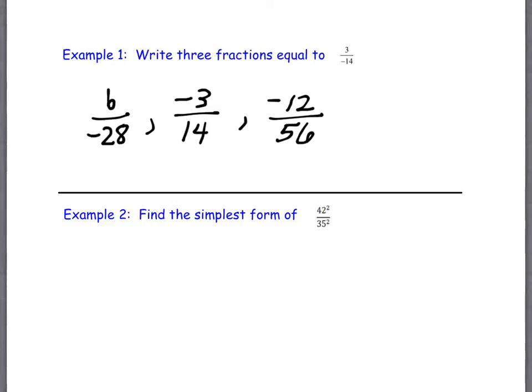There is a 7 in both of them. So the 42 can actually be written as 7 times 6, right? So for now, let me just write it like this. And how about the denominator? 7 times 5, exactly.